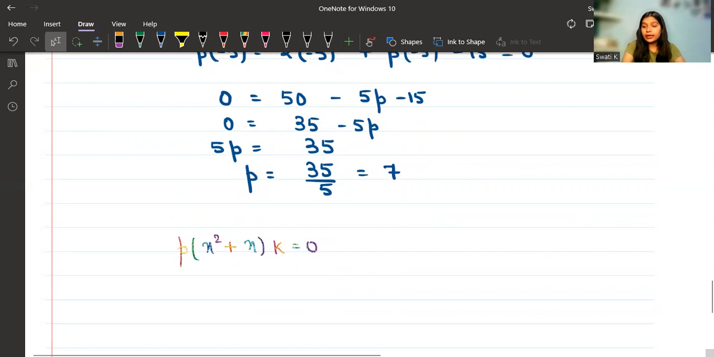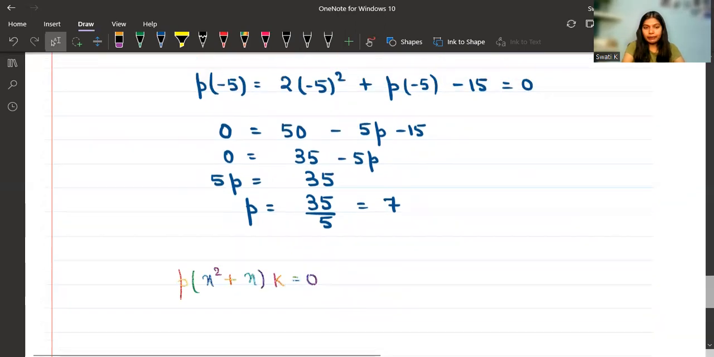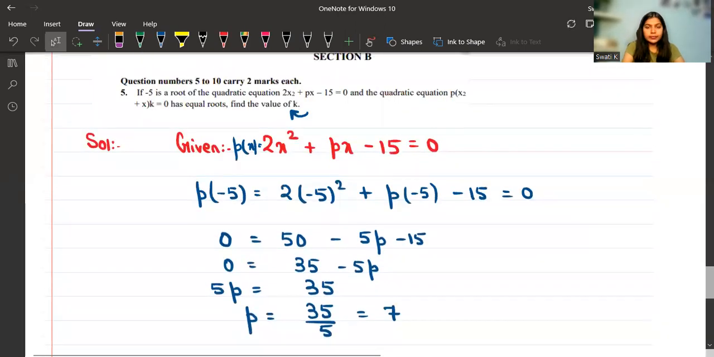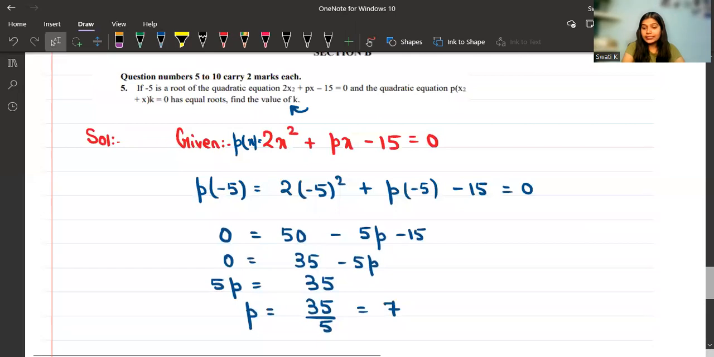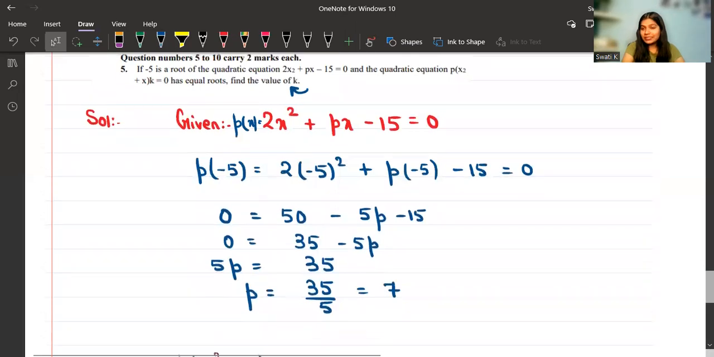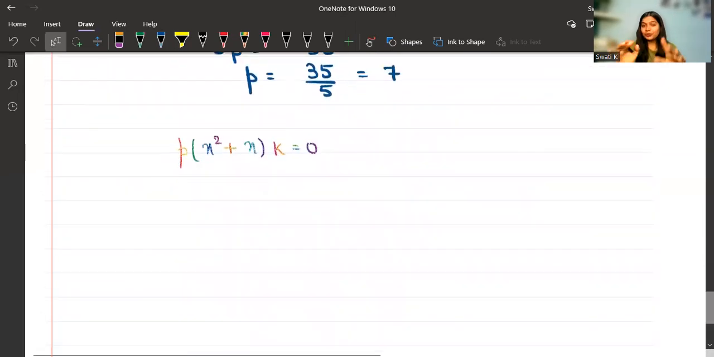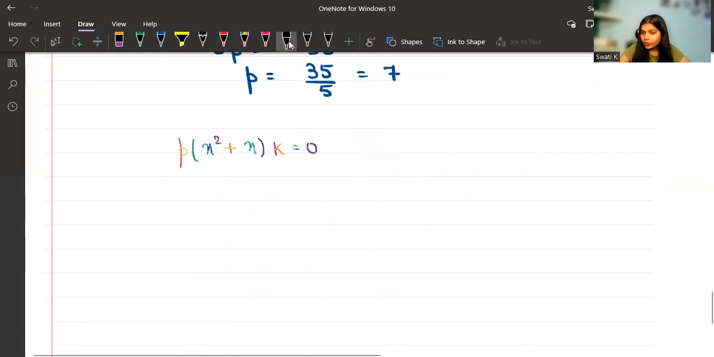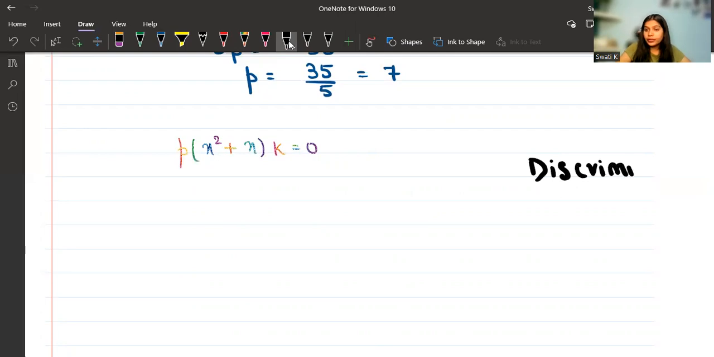Now this is another quadratic equation that we have been given. px square plus x into k equals 0 has equal roots. Once it is saying that it has equal roots, it is basically giving us something. Do you know that whenever we have equal roots given in a quadratic equation, that implies that its discriminant is going to be 0. Now the question is, what is discriminant?